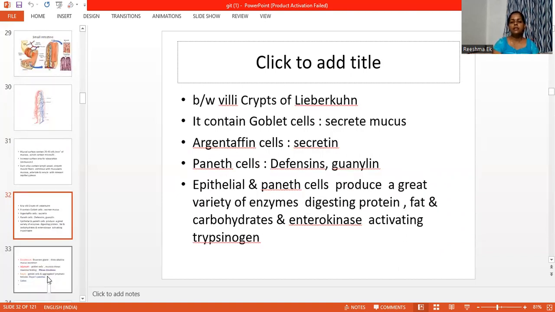Between villi, we can see the crypts of Lieberkühn. These are glands in the small intestine. It also contains goblet cells. The goblet cells secrete mucus. Then argentaffin cells secrete secretin. Paneth cells secrete defensin and guanylin. Epithelial and Paneth cells produce a great variety of enzymes digesting protein, fat and carbohydrates, and enterokinase activating trypsinogen.